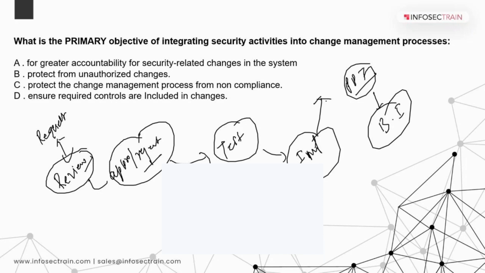Now here, one very important point. When you are going to implement, what plan do you have to develop? This is an exam point: your rollback plan. If something happens, you have to roll back. This is the exam point, and then you have to document. It depends on the scenario.